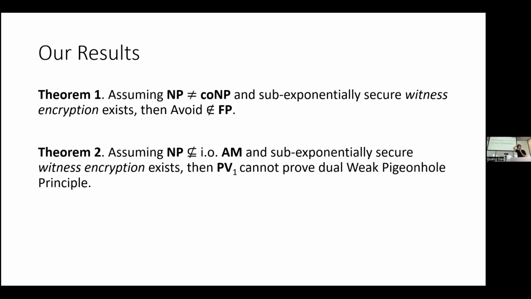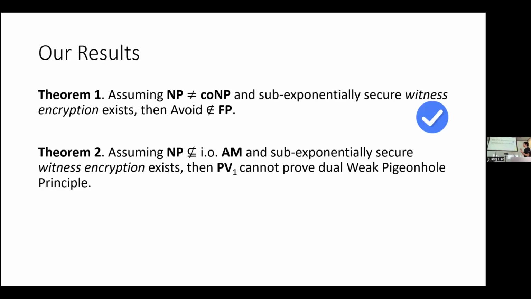What is AM? AM is like asserting, a probabilistic version of NP where you have a prover and a verifier, and you can make constantly many interactions, and the prover wants to convince the verifier that the string is in the language. So it's asserting, and this should be coAM. So assuming NP is not infinitely often in coAM and sub-exponentially secure witness encryption, we can prove that PV1 cannot prove the pigeonhole principle. This solves two very interesting problems using a similar approach.